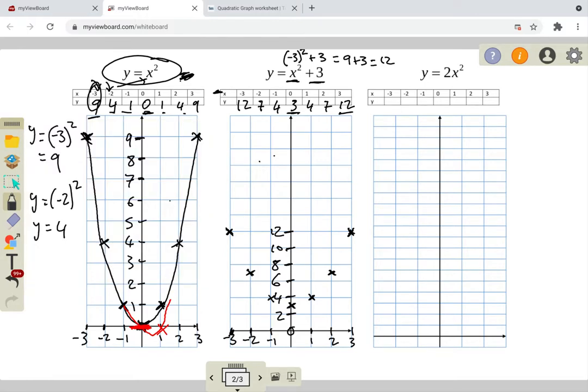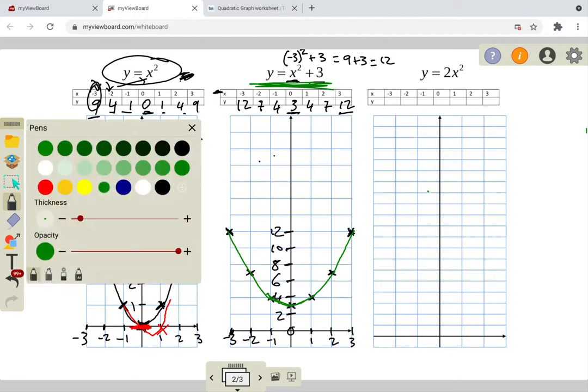Then join these points up with a smooth curve. Make sure this is the minimum point, so I can't go past that. So here we are. There you go. So that is the curve for y equals x squared plus 3. Okay. Now let's go to another example.